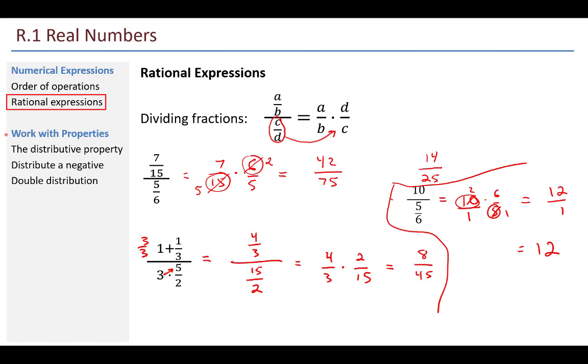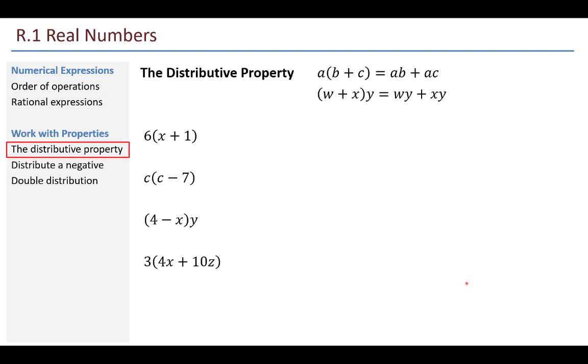Let's move on to working with properties. In particular, the distributive property. This distributive property appears again and again and again. It shows us how to relate multiplication with addition or subtraction. I guess I could put a minus in there, plus or minus. And it tells us that if I have b plus or minus c, and that's being multiplied by a, I can distribute the a across the two. So a times the quantity b plus c is a times b plus a times c.